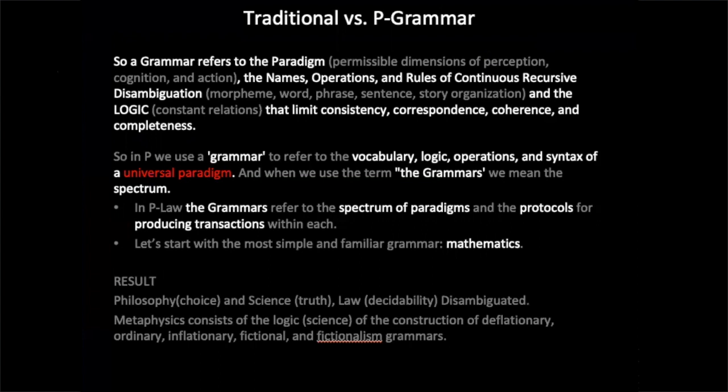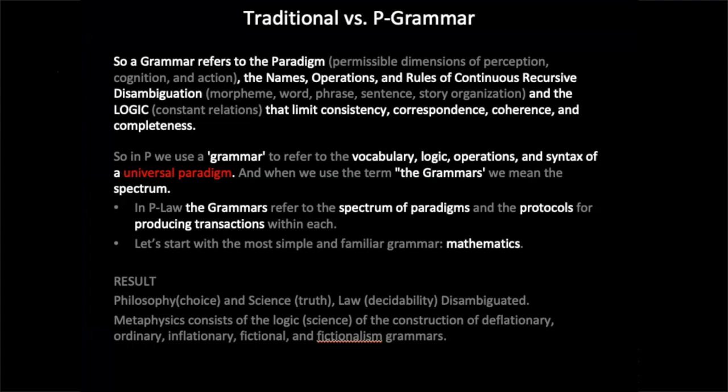I can move from talking to you in extremely parsimonious, very legal or organized prose, but if I want to make an association, I can move over to mythology, but I can go back. We can be aware of when we're changing which grammar we're using. Anyway, the only point I wanted to add here is that philosophy is choice, disambiguated from science, which is truth, disambiguated from law, which is decidability. And metaphysics now consists of the logic or science of the construction of the grammars. So metaphysics is now closed. Either your grammars are deflationary and true, or they're inflationary and false.